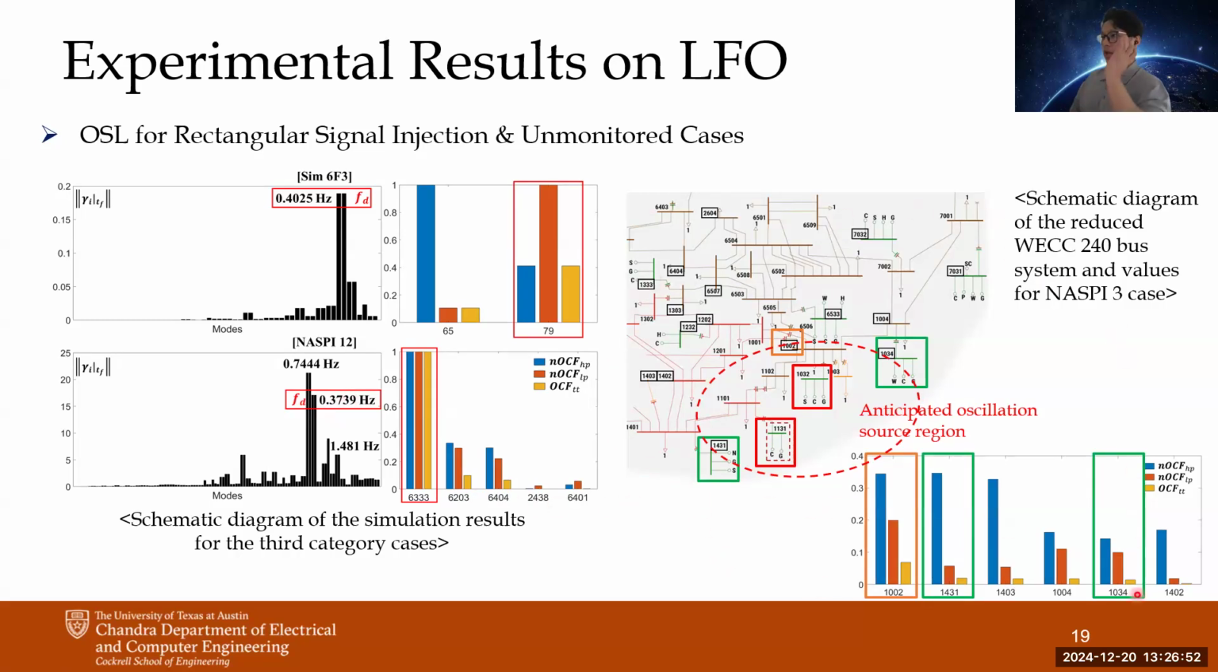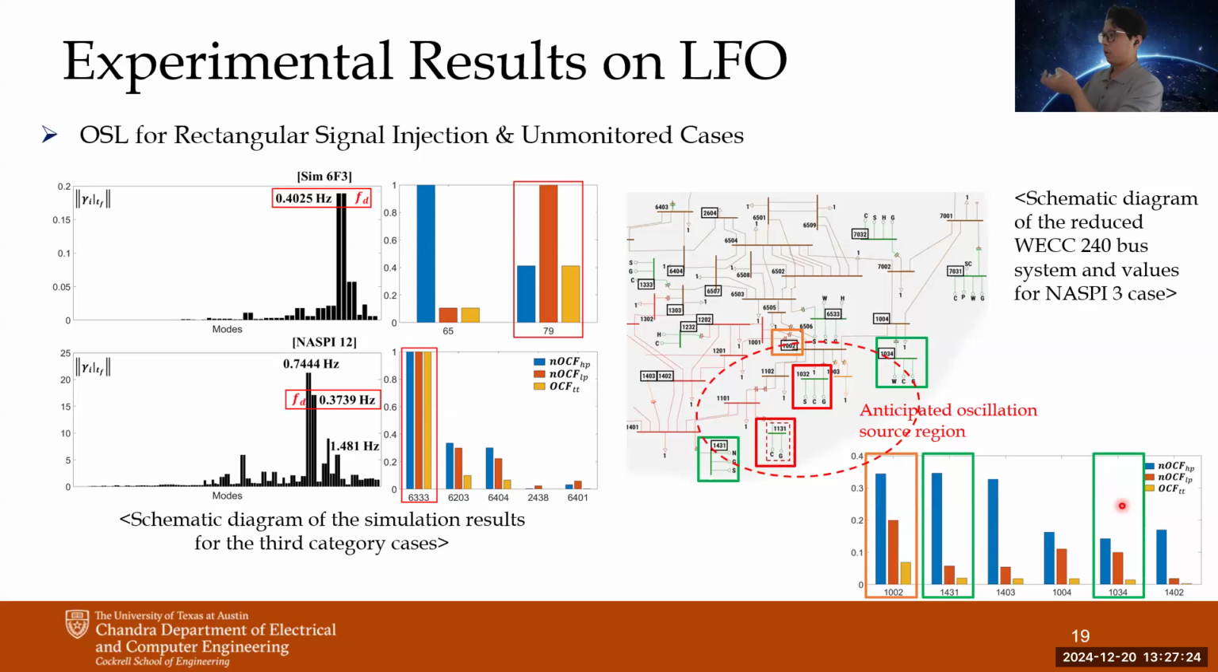And this right figure is the category where our proposed method failed, but I think it gave very interesting results. The largest OCF-TT value was recorded at bus 1002, but there were no power system components which can cause the power system oscillation. So we need to discuss more about the OCF-TT values of the other buses.